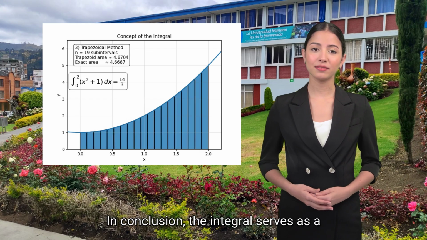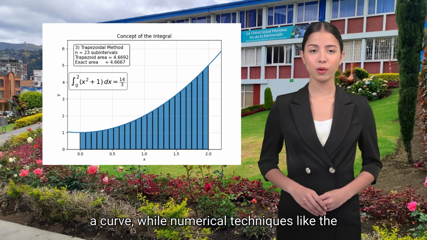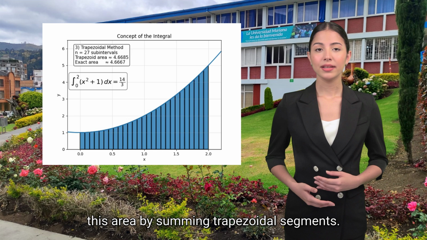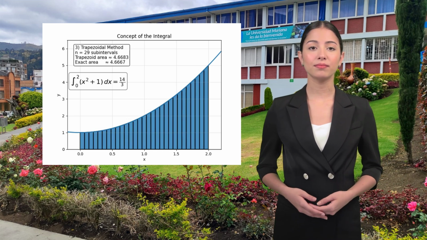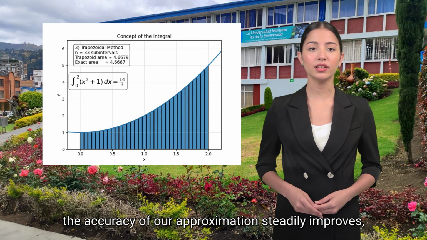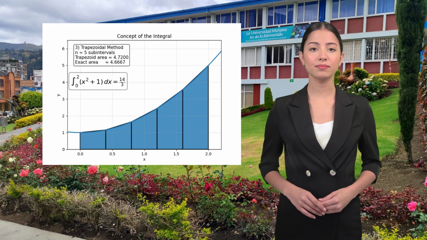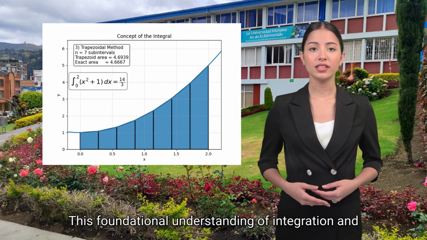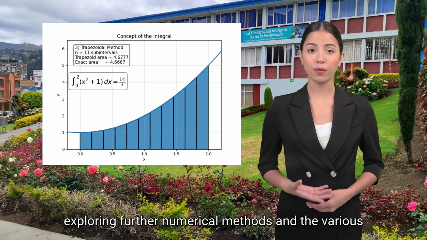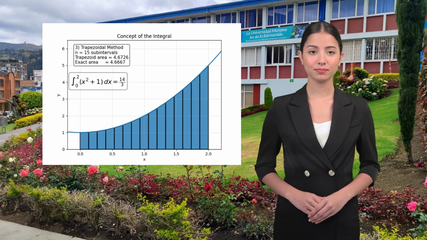In conclusion, the integral serves as a method to precisely calculate the area beneath a curve, while numerical techniques like the trapezoidal rule offer a way to estimate this area by summing trapezoidal segments. As the number of trapezoids used grows, the accuracy of our approximation steadily improves, approaching the actual value of the integral. This foundational understanding of integration and numerical approximation lays the groundwork for exploring further numerical methods and the various practical applications where integrals are essential.